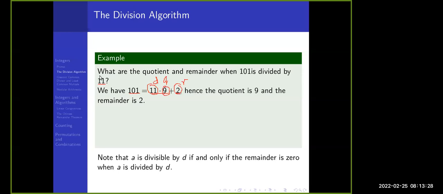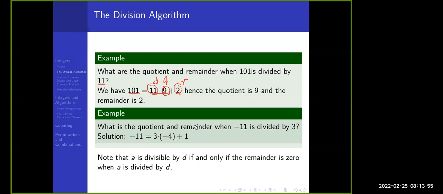Now you notice the remainder must be strictly smaller than the divisor. The remainder can be 0. That's allowed. When it's 0, it means the divisor is a factor of the dividend. But it cannot exceed, or rather, it must be strictly less than the divisor. When that happens, it means there's only one pair of q and r that will work.